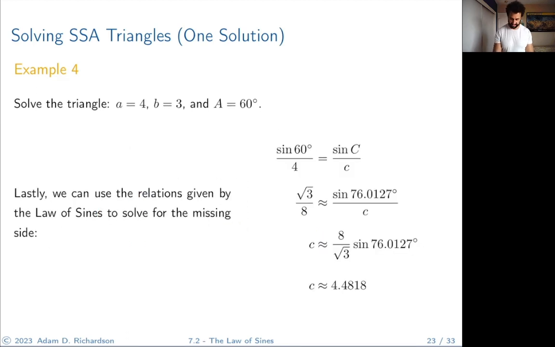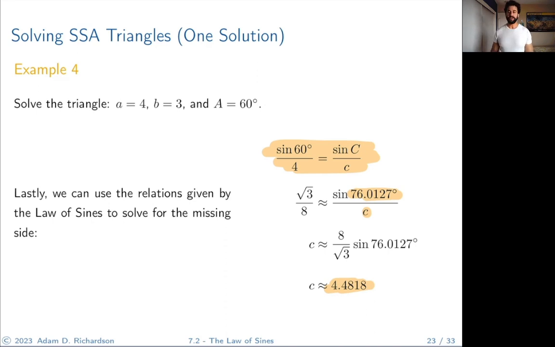So now we can do this. Oops, little highlighter. There you go. We can use this relationship here. Sine of 60 over 4 equals sine of C over c. Now that we know what the angle C is, there's only one piece of missing information, which is the side, little c. Once again, you solve for little c, and then you compute this, and you get that c is approximately 4.4818. And that's it.